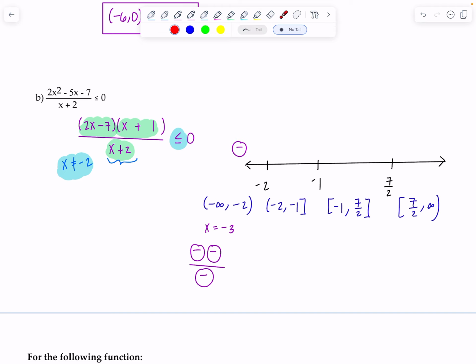Why did I say no? That's what we want, right? So this time the inequality says less than or equal to 0, which means we want the left-hand side to be negative. So yay, that works. That's what we're going for.